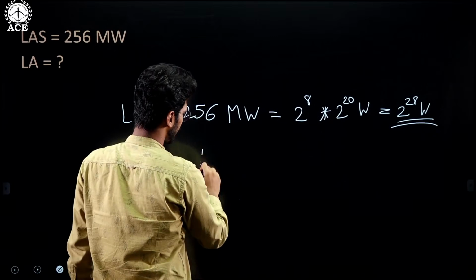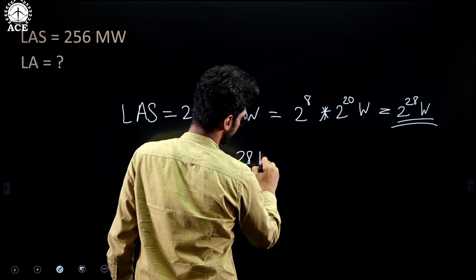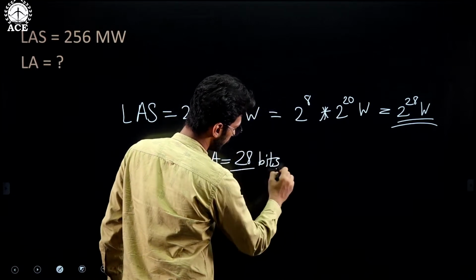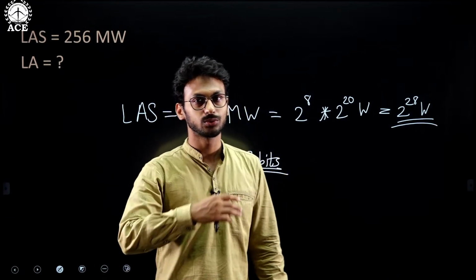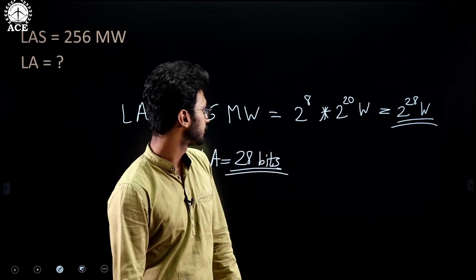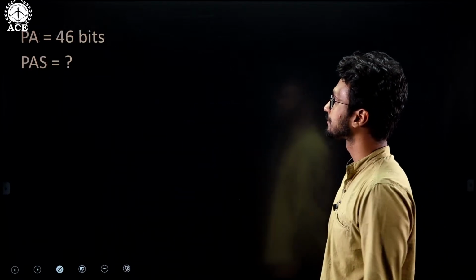How many bits are needed? Logical address will be 28 bits. With 28 bits, 2 raised to 28 unique words can be represented. Fine. We can address 2 raised to 28 numbers. Done with this one. Let's see the next one.